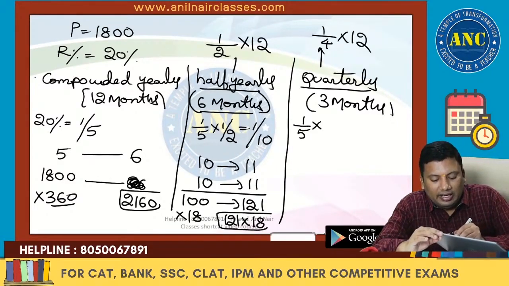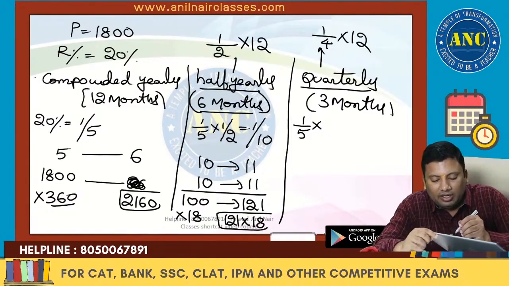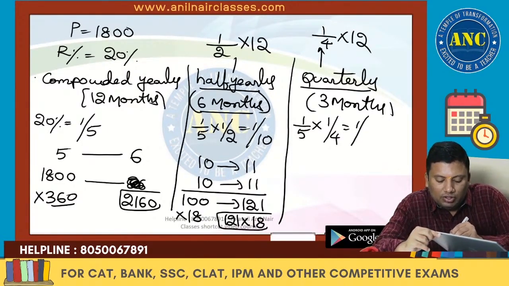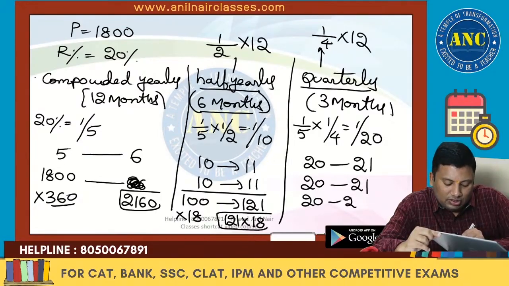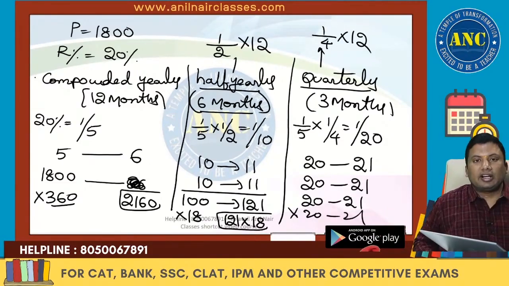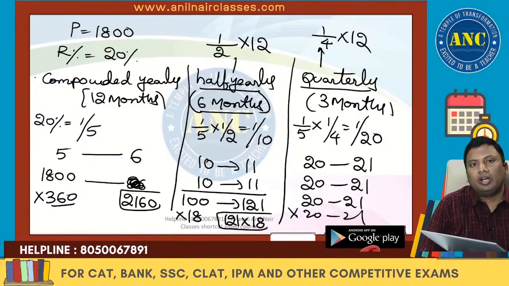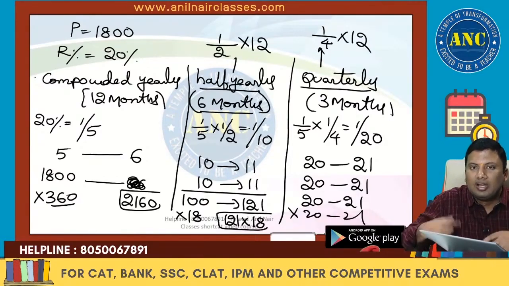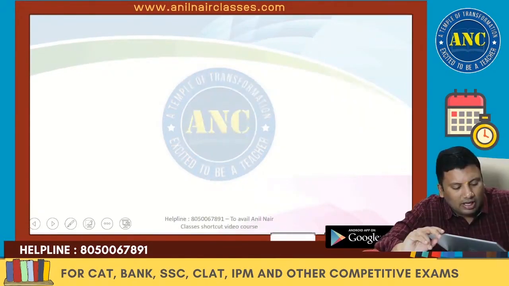1/5 of it is for every 3 months. 3 months means total compounding how many times will I do? Total 4 times I will do. It is 1 by 20, so 20 becomes 21, 21 becomes 21, four times. I hope the idea is clear. Kindly reply in the live chat if the idea is clear. 6 months means compounding is done twice. Quarterly means for every 3 months I am doing it, so total 4 times. Is the idea clear? Next variety.